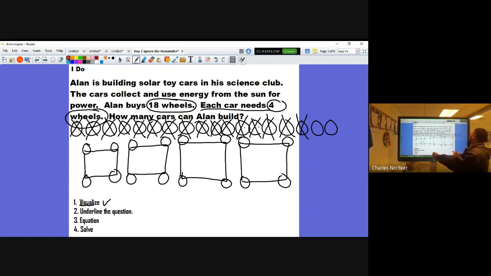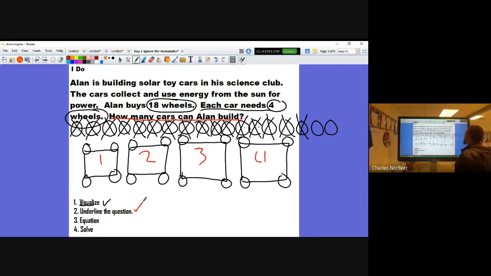It says, Alan's building solar toy cars in his science club. The cars collect and use energy from the sun for power. Alan buys 18 wheels. Again, there go the 18 wheels that we drew. Each car needs 4 wheels, and then we drew the cars. How many cars can Alan build? So we're going to underline that question. We want to know how many cars Alan can build. All right, so we've checked off that step.